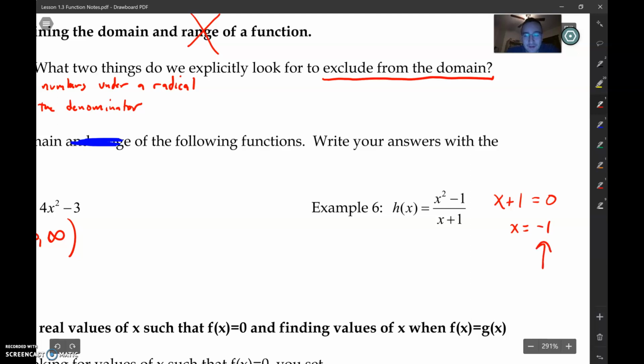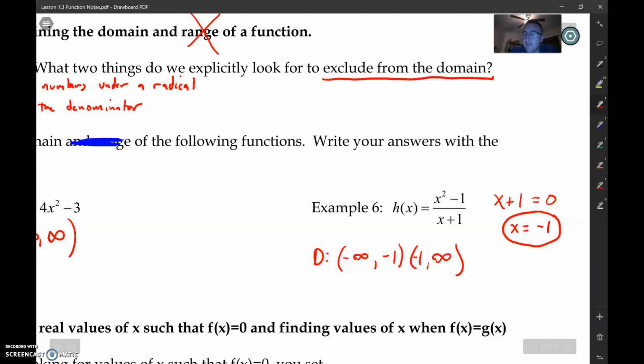We do not want x to be negative 1, because what happens if we took a negative 1 and we plugged it in right there? You would get 0 in the denominator and you would get an undefined value. So basically, this right here is the one number that does not work in our domain. Okay, so what we would say then is that the domain for this function is literally negative infinity all the way up to -1, but you skip over -1 and then go to positive infinity. It's literally every number but -1.